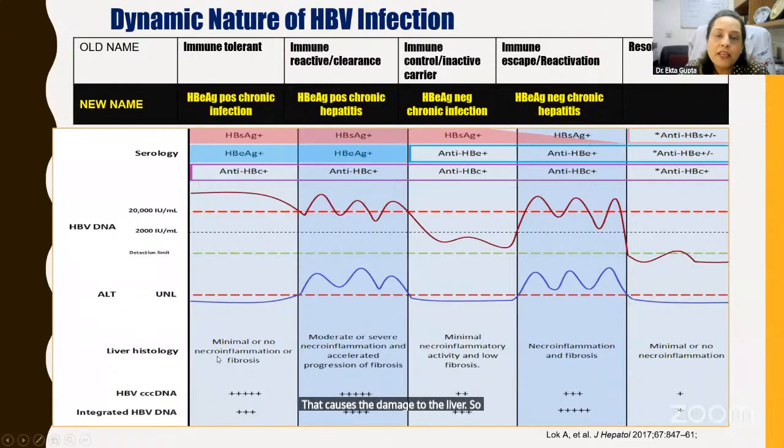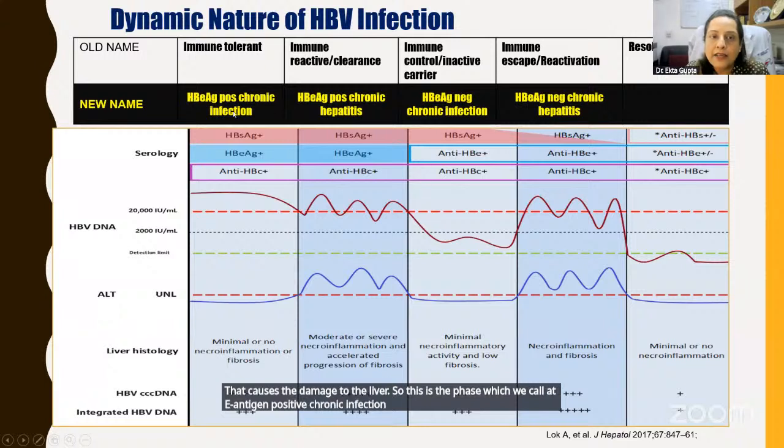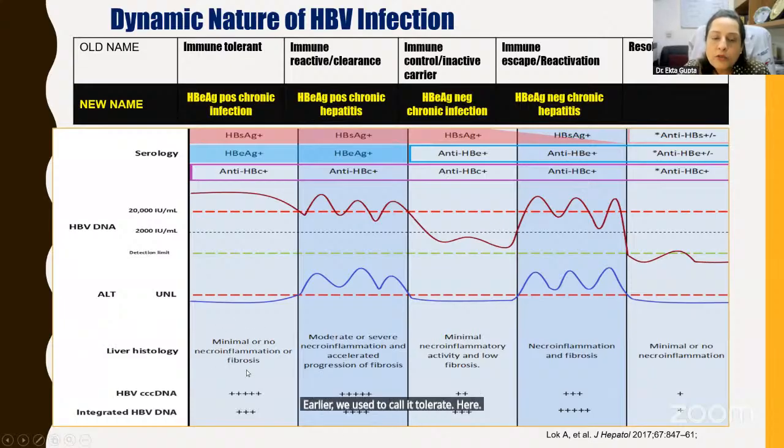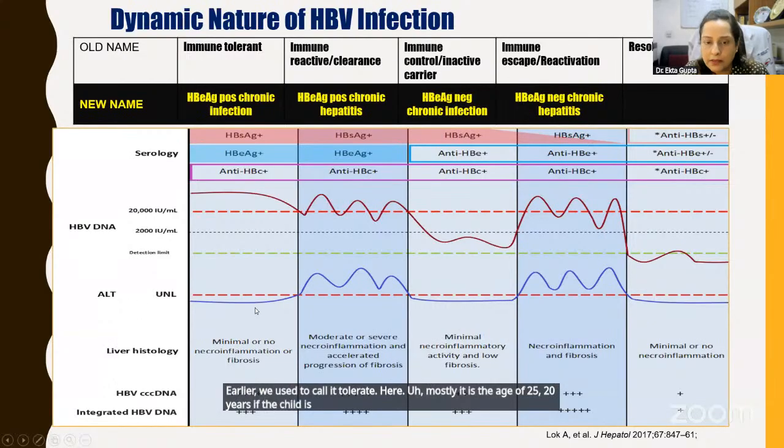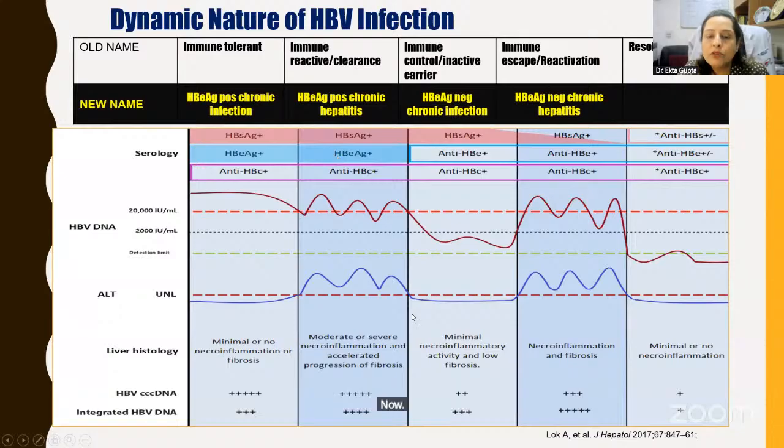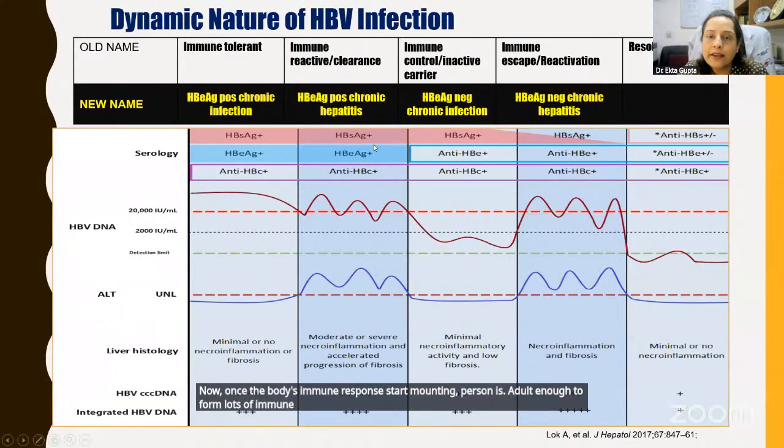So this is the phase which we call HBeAg positive chronic infection, meaning antigen positive and it's infection only. Earlier, we used to call it tolerant. Here, mostly it is the age of 20 to 25 years. If the child acquired it from the mother, those persons are actually asymptomatic because you develop symptoms only when your liver is abnormal. Now, once the body's immune response starts mounting, the person is adult enough to form lots of immune response, they start clearing the virus.